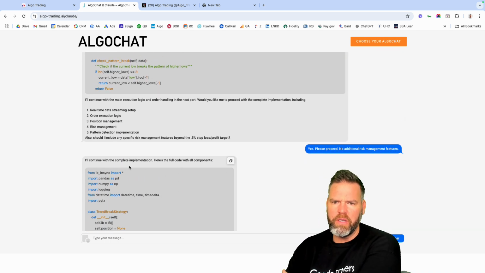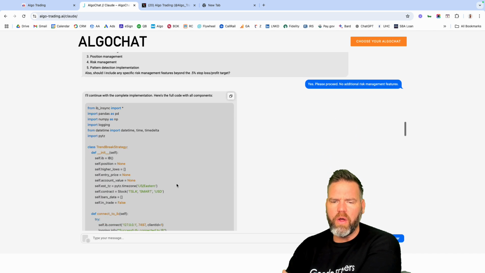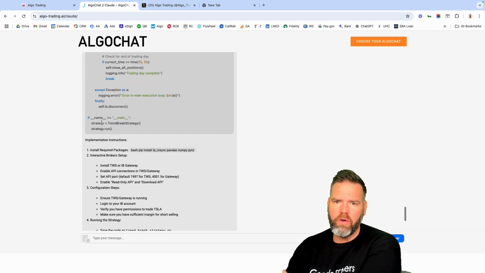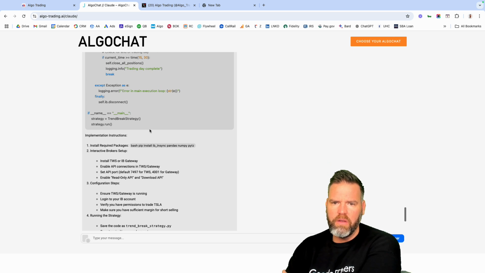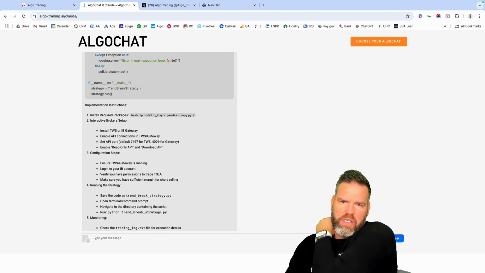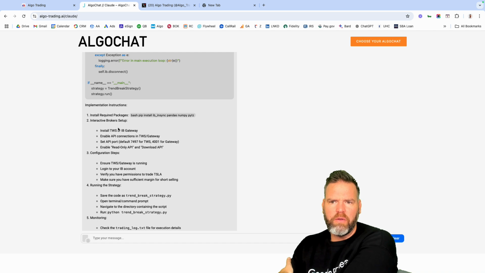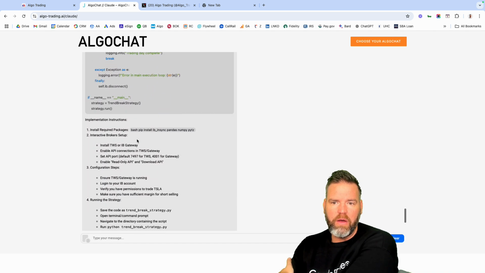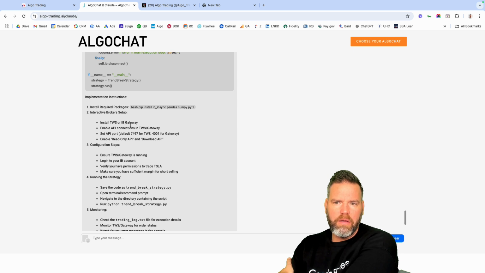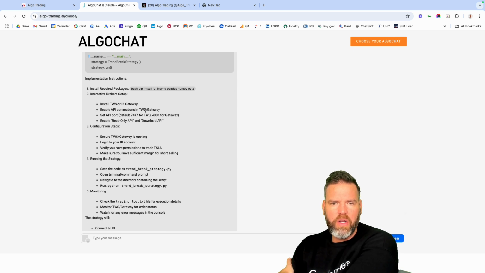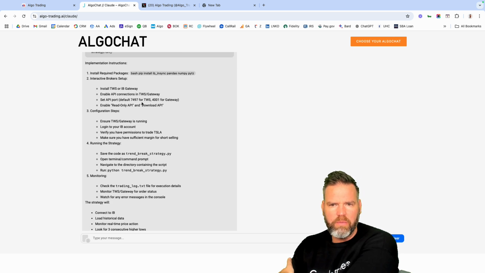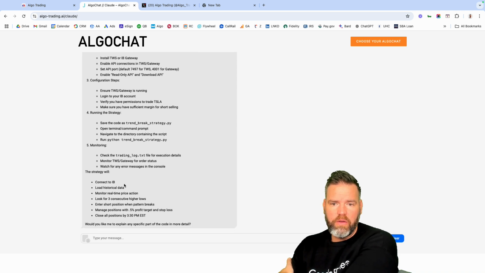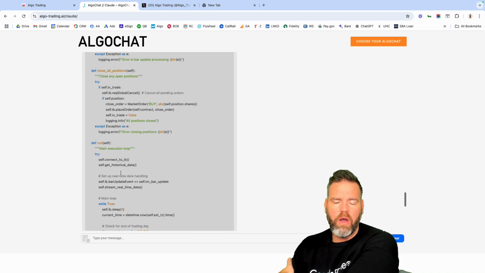So I'll continue with the complete implementation. Here's the full code with all components. So I could actually copy all this code. Looks like it has the full code at the end. Here it disconnects, and then it gives me implementation instructions. Okay, so first of all, there's a few things I need to install, right? Because I'm using Python, and then it gives me some instructions on how to set up Interactive Brokers. And yeah, basic instructions on how to run it, and I should be good to go.